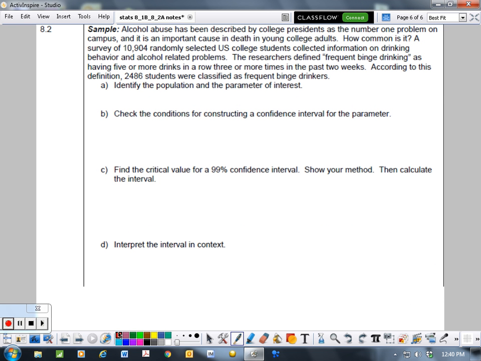Okay, our next one, and our last one for today. Alcohol abuse has been described by college presidents as the number one problem on campus. It is an important cause in death in young college adults. But how common is it? A survey of 10,904 randomly selected U.S. college students collected information on drinking behavior and alcohol-related problems. The researchers defined frequent binge drinking as having 5 or more drinks in a row 3 or more times in the past 2 weeks. According to this definition, 2,486 students were classified as frequent binge drinkers.